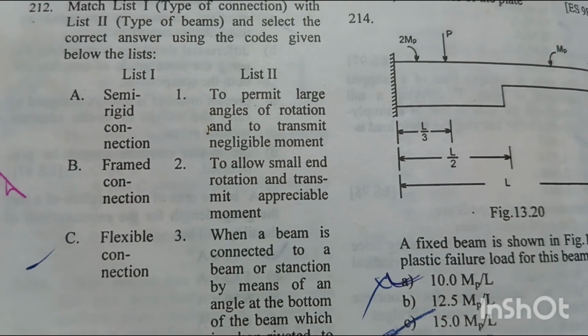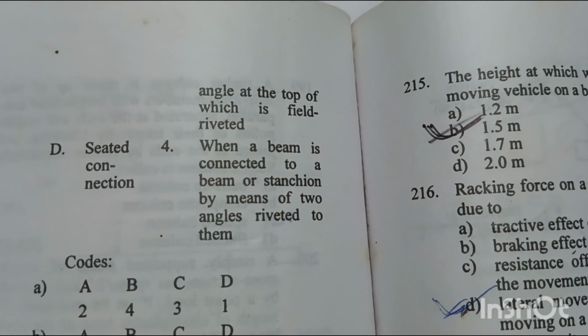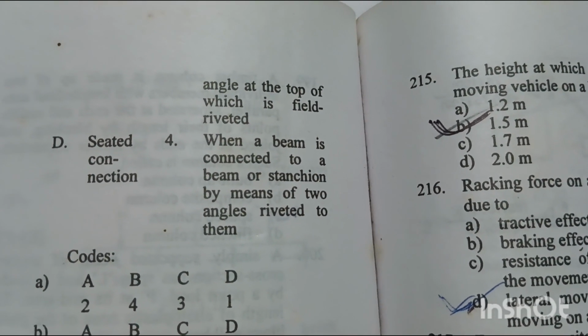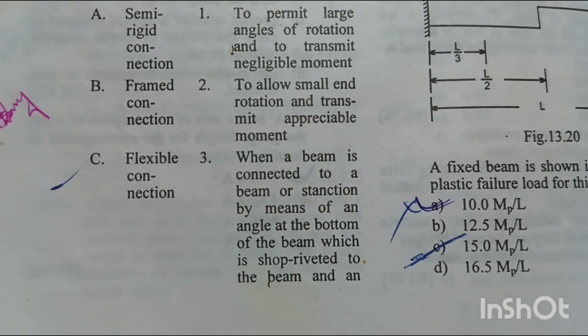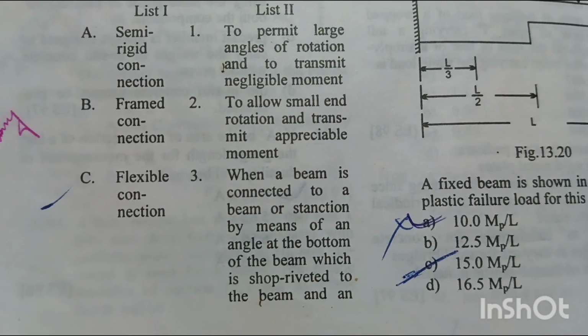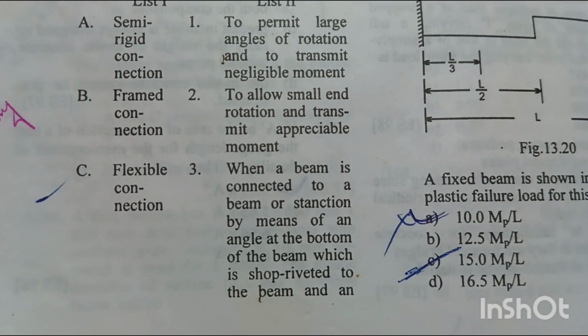In list 1, capital B, framed connection, that is equal to 4 when a beam is connected to a beam or stanchion by means of two angles riveted to them. Next, capital C in list 1, flexible connection to permit large angles of rotation and to transmit negligible moment, that is flexible connection. So C is equal to 1.